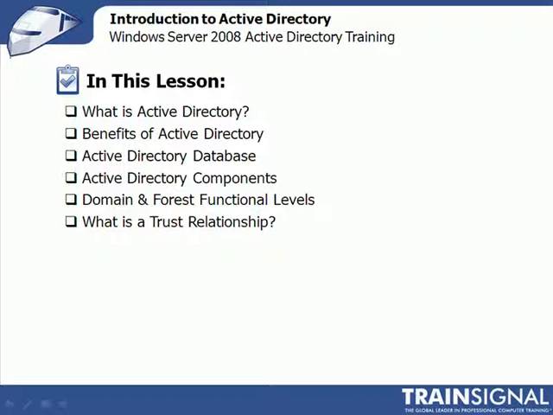In this lesson, we're going to start off by defining exactly what Active Directory is. Then we'll look at some of the benefits of using Active Directory. We'll look at the structure that makes up the Active Directory database. We'll go through and define each of the individual Active Directory components. We'll talk briefly about domain and forest functional levels, although that is something we're going to get into in more detail in a later lesson. And then we'll talk just a little bit about something called trust and trust relationships that exist within Active Directory.